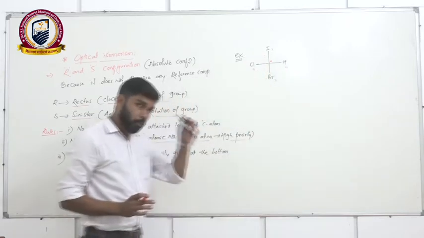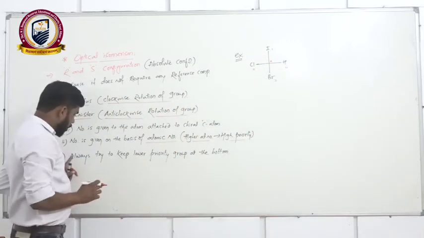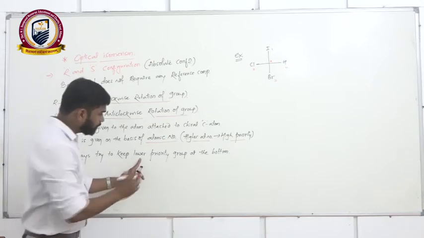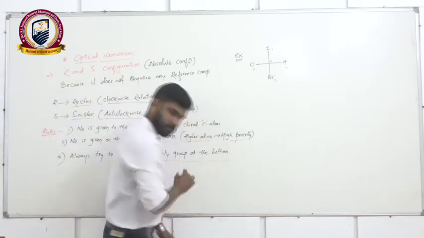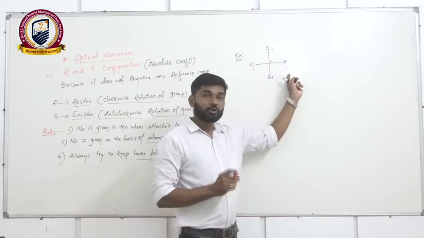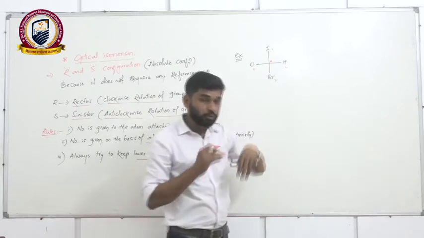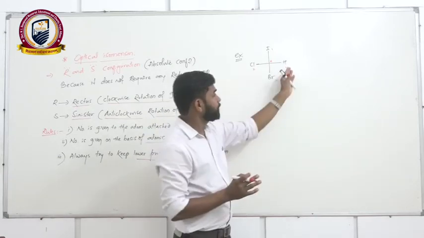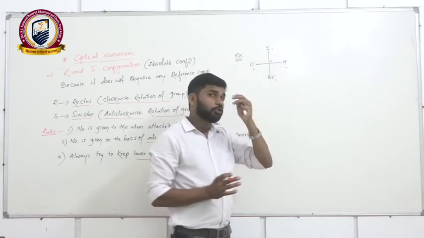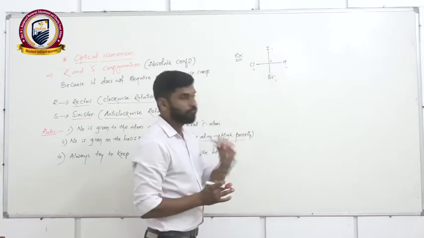Chlorine, and the last priority is given to what? Hydrogen. Okay. What actually is the third rule? Always try to keep the lower priority group at the bottom. So here the lower priority group is on the right side. So what do we have to do here? We have to bring that lower priority group to the bottom. To bring that lower priority group, we have to follow a rule, right?